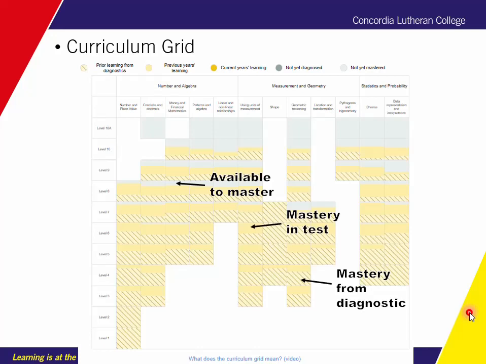Now, each child's curriculum grid will look different. Not one child is the same, not one child's learning is the same. And you need to look at this in respect of your child. Sometimes it can be confronting. And if you don't understand or you struggle to understand the information, please reach out to a teacher, make time, or talk over the phone, or come and see us in person, and we are happy to sit with you and discuss this information.